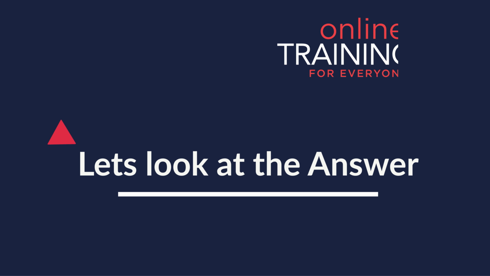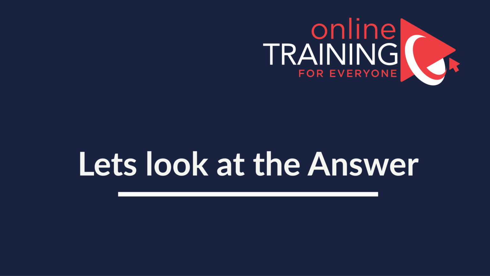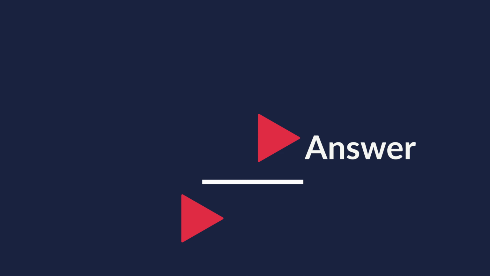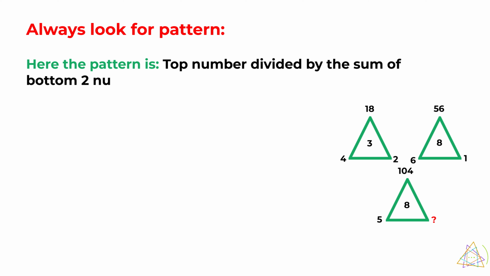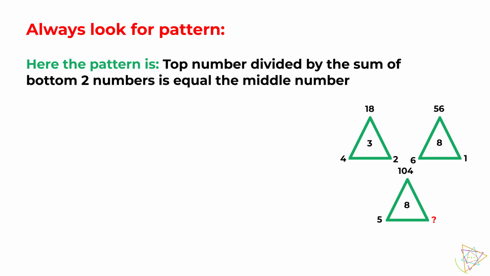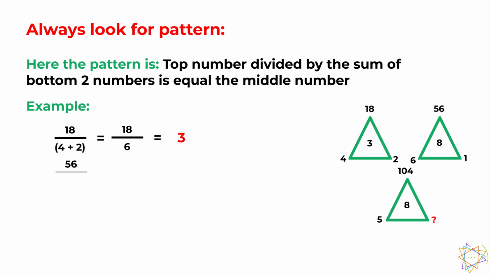As usual, my advice to you, always look for patterns. And in this particular problem, the pattern is that the top number divided by the sum of the bottom two numbers is equal to the middle number. Let's look at the example. For example, 18 divided by (4 plus 2) would be an equivalent of 18 divided by 6 and would result in 3. 56 divided by the sum of 6 and 1 would be an equivalent of 56 divided by 7 and would equal 8.